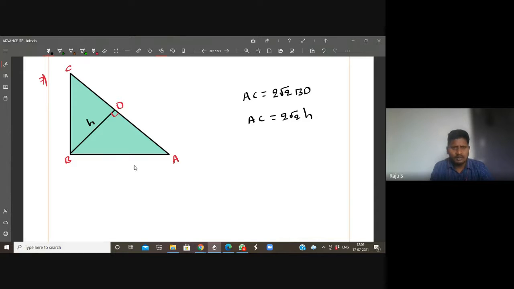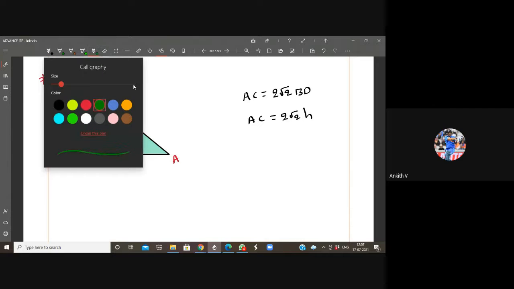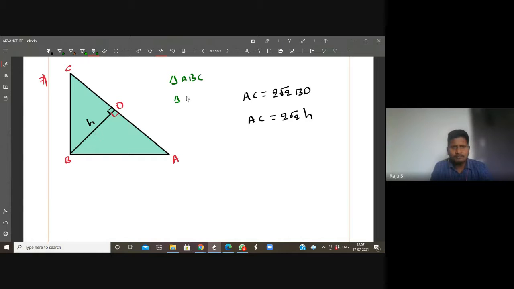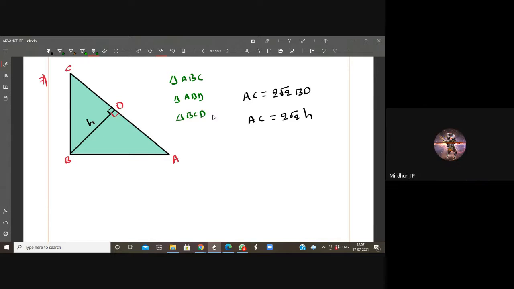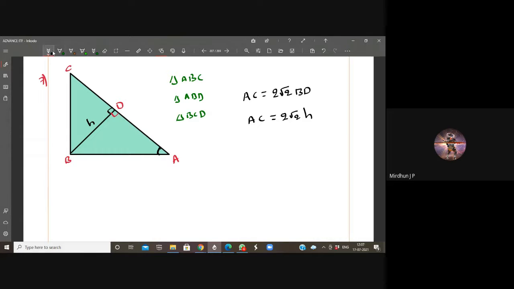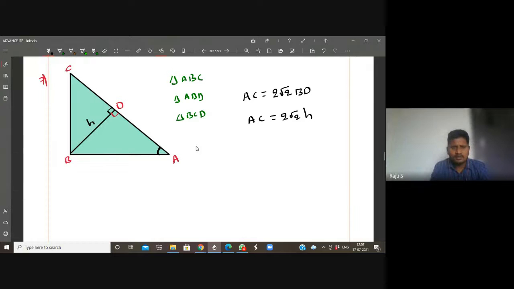So right now, there are almost 3 right angle triangles. Am I right? What are the 3 right angle triangles here? One is ABC, one is triangle ABD, and one is right angle triangle BCD. Okay, these are the 3 right angle triangles. I want to take an angle A here. That triangle is similar to other triangles, sir. Yeah, similar to the other triangles.